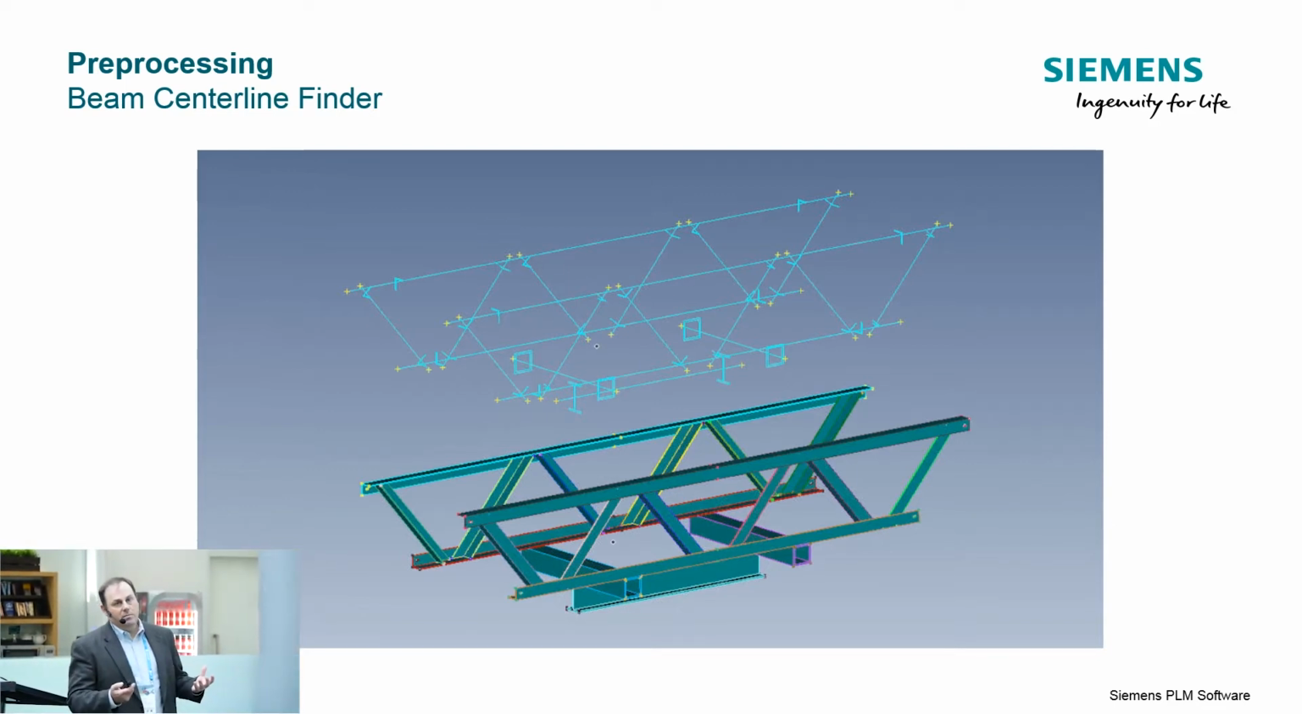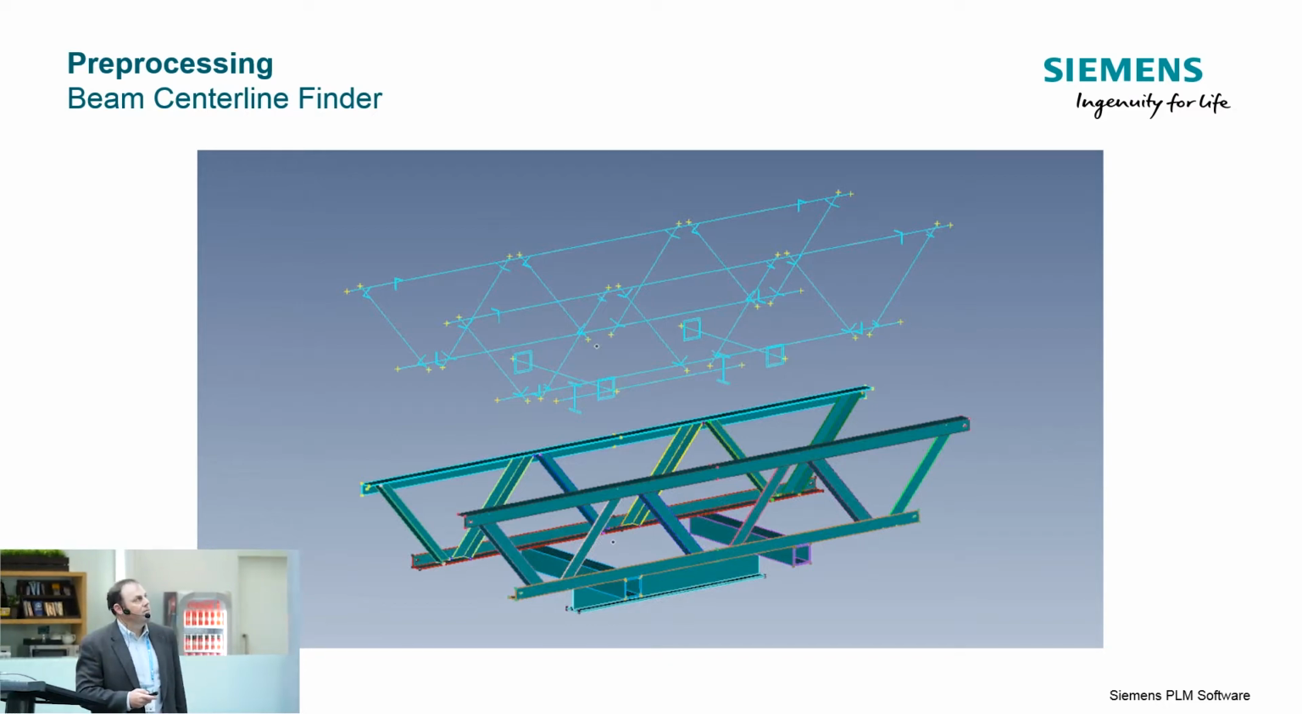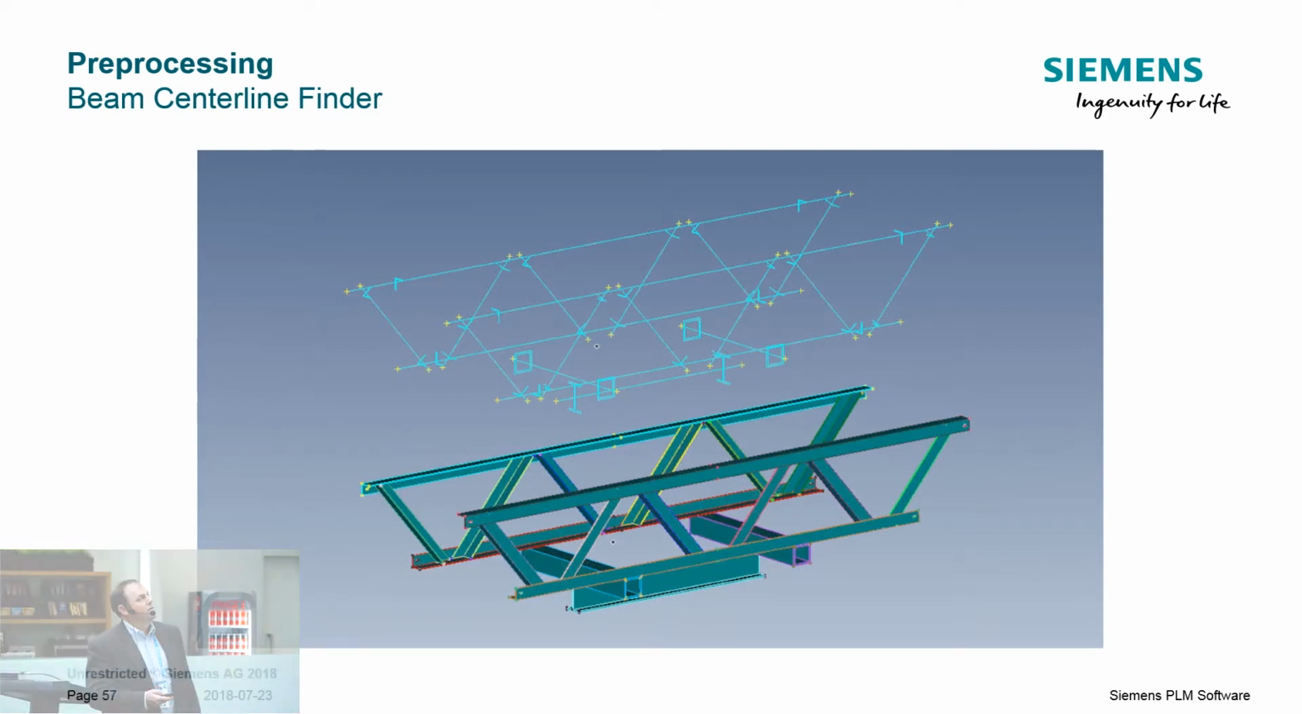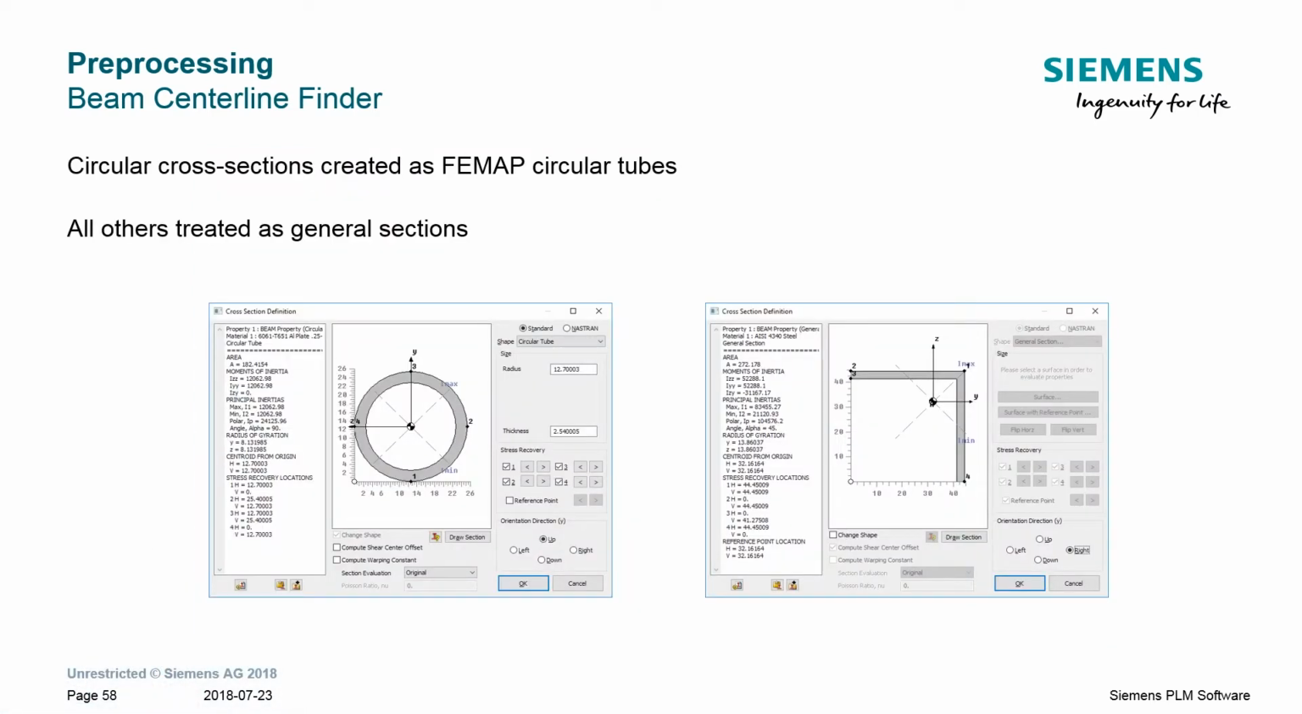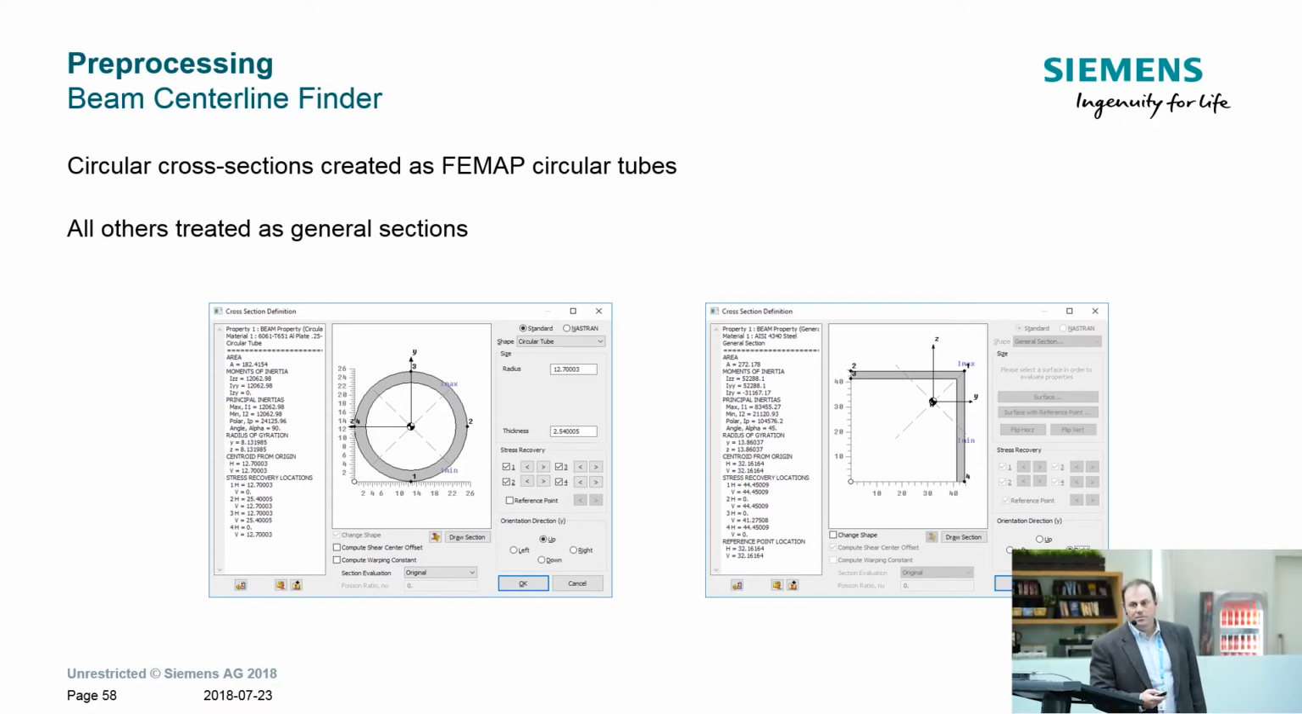And because we have the beam cross-section thicknesses turned on, you can see the various cross-sections that are going to be created when we mesh those curves. In the case of circular or tubular sections, we're going to create a standard section beam that is a circular tube or a circular bar.